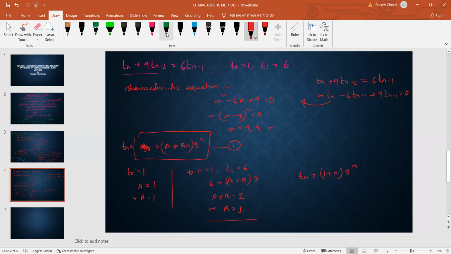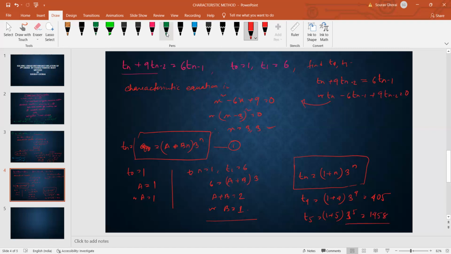And sometimes it is also given that find T4, T5 and so on. So after finding the general formula, if it is given that find T4 and T5, just put n is equal to 4 and then you will get the desired result. So I hope you understand how to find T5, that is 3 to the power 5 into 6, that means you will get 1458.